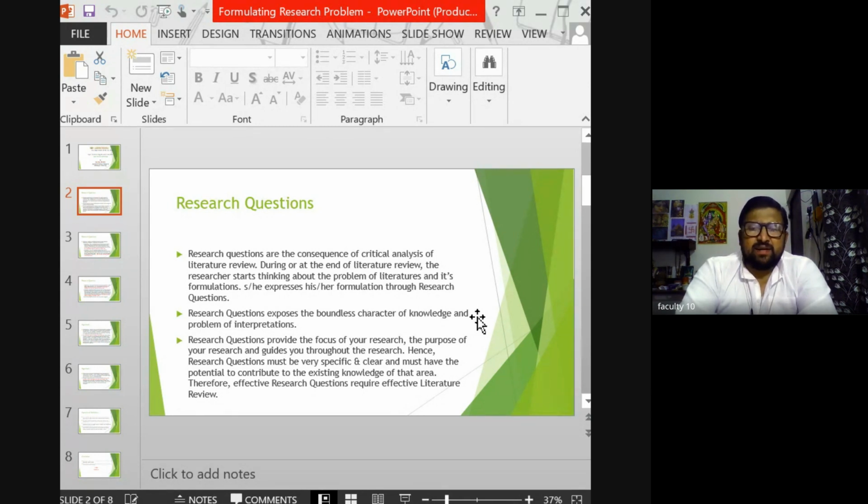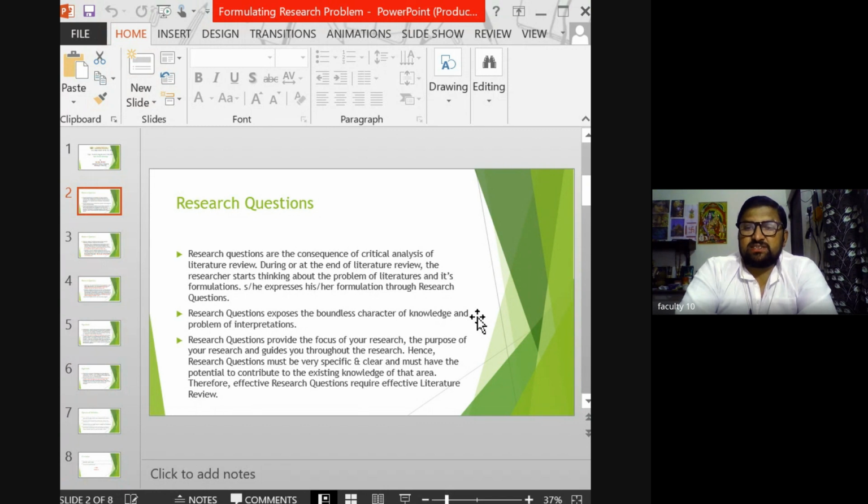Any person, after reading your research question, can understand what the focus and purpose of your research is. And these research questions guide the researcher throughout his or her research. So if your research question is good, qualitatively, that means you have made a quality research question. Now these research questions will help you when you are going to the field for collection of data, when you are analyzing those data, and when you are concluding your research. So this is the power of the research questions.